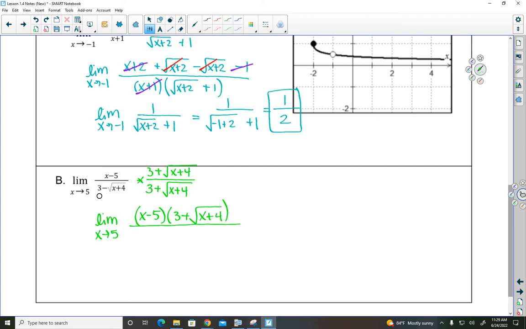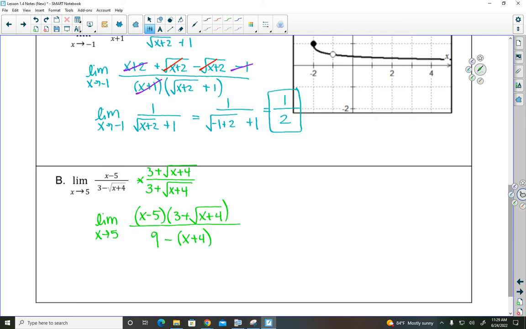The denominator, however, because they're conjugates, I don't have to distribute or multiply all 4 of those quantities out. I know 2 of them are going to cancel like we saw above. So I can just do 3 times 3, which is 9, and negative square root of x plus 4 times positive square root of x plus 4. That's going to be a negative x plus 4.